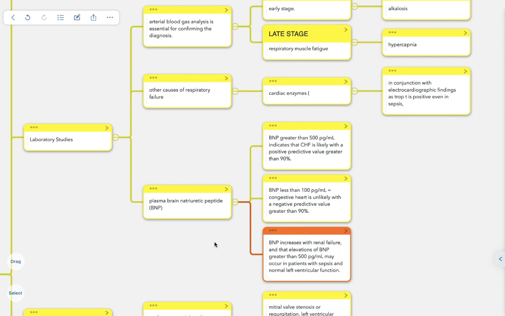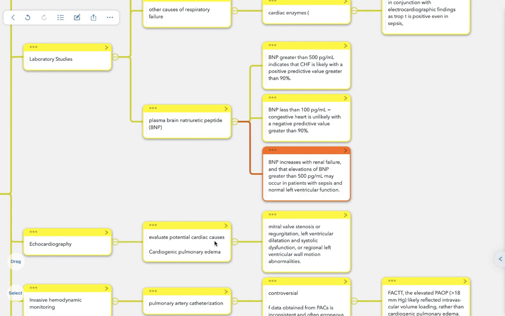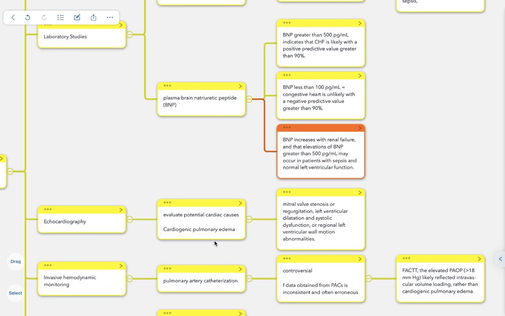But remember that BNP levels increase with renal failure also. So a value of more than 500 may even occur in a patient who has presented to you with sepsis and a normal left ventricular function. So normal left ventricular function with a BNP of more than 500 could signify a patient with sepsis.